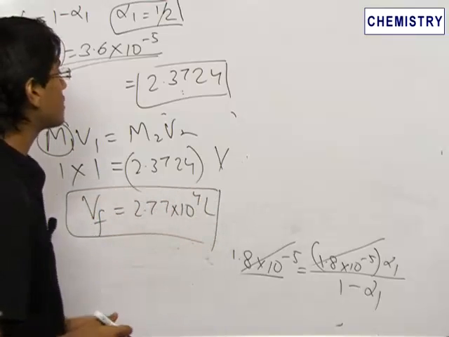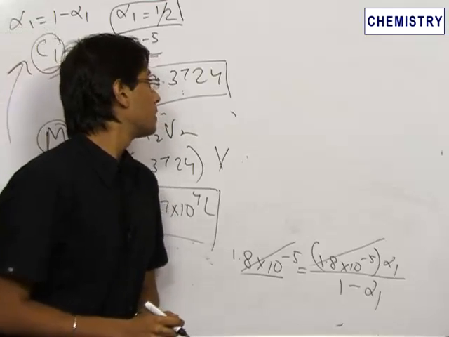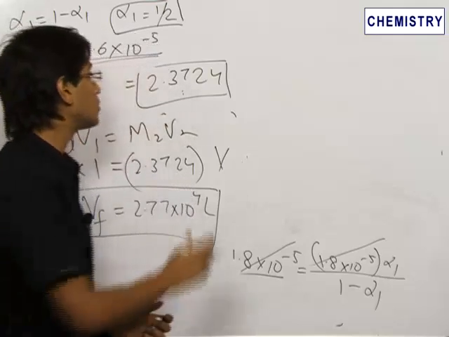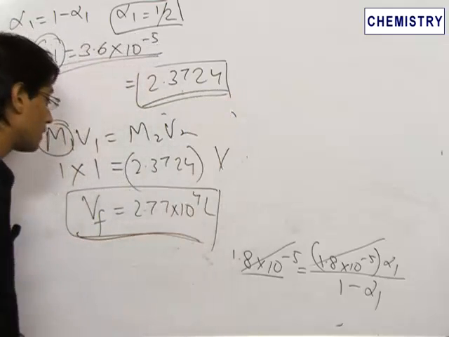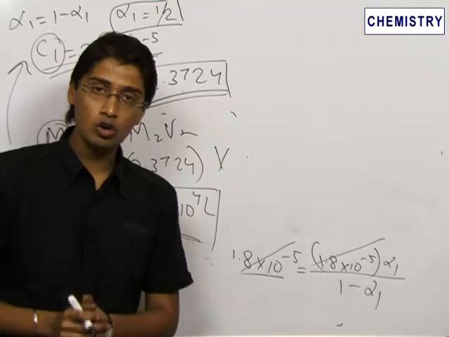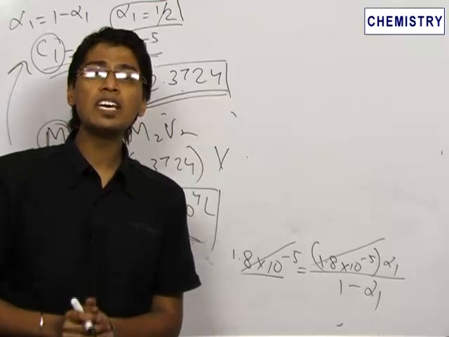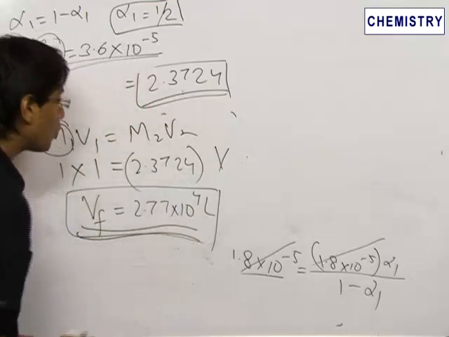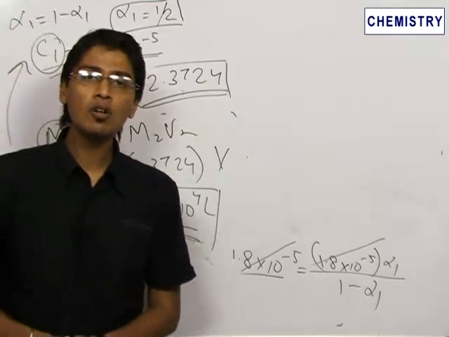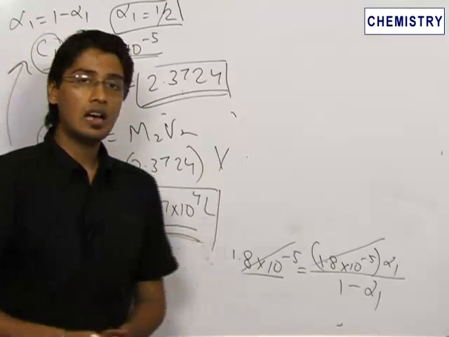So our final answers are: the pH of 1 molar acetic acid comes out to be 2.3724, and the final volume to which the solution should be diluted so that the pH becomes twice the original pH is 2.77 × 10^4 liters. These two are our final answers.